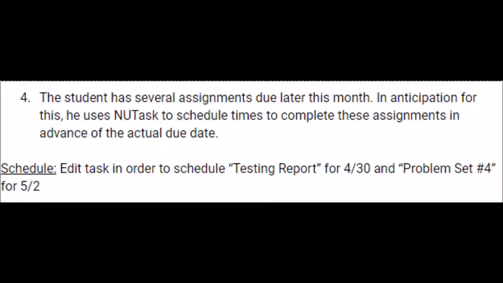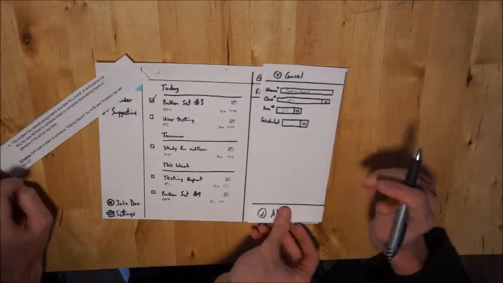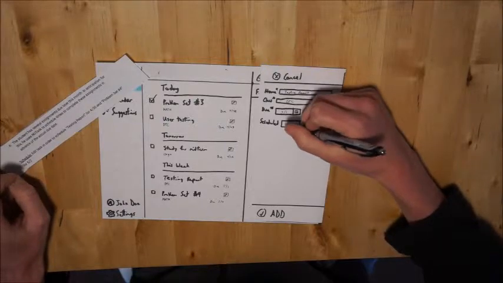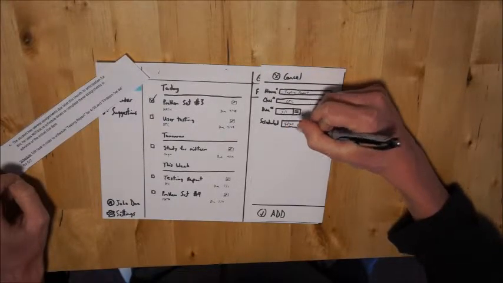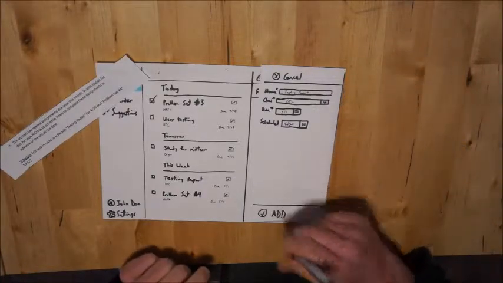The student has several assignments due later this month. In anticipation for this, he uses NUTask to schedule times to complete these assignments in advance of the actual due date. Okay, so I'm going to edit testing report first. And then I want to schedule it to complete it on April 30th. Yes. So, and then I will hit add to update it.